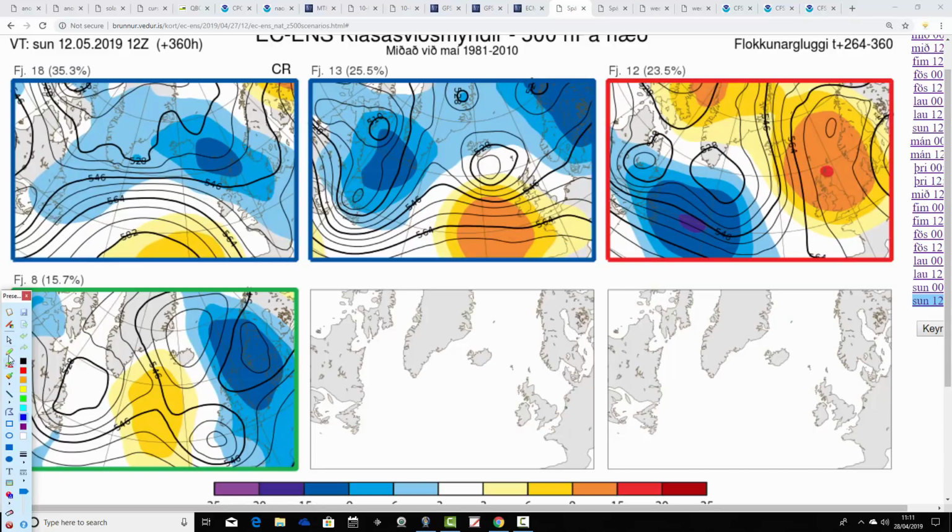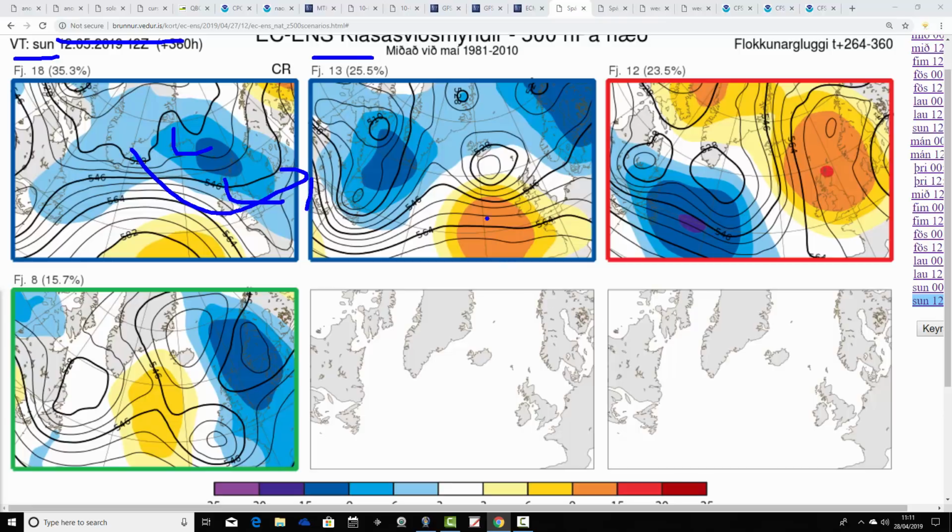In 2 weeks' time, these were the options that we had. 18 bring the Atlantic in, so it's going into the second week of May, of course. This is the 12th of May, so into the second week of May. Looking much more unsettled with these 18 bringing low pressure in across the Atlantic. 13 with high pressure down to our southwest, low pressure up to the north. That's a more settled scenario, but probably quite cool.